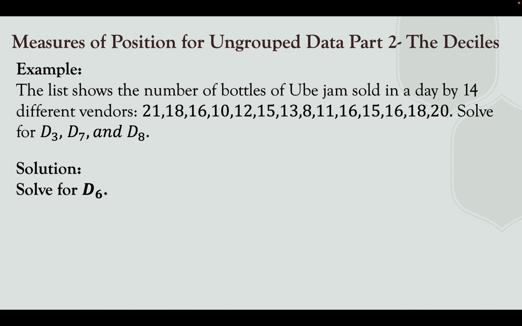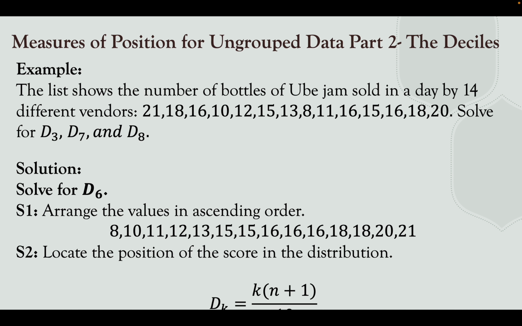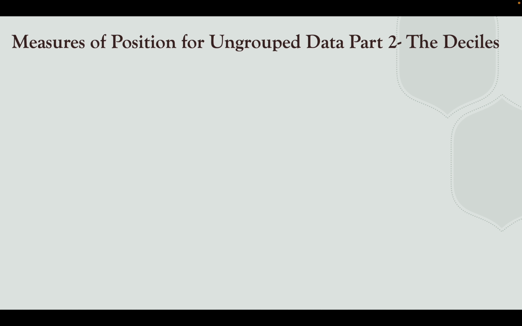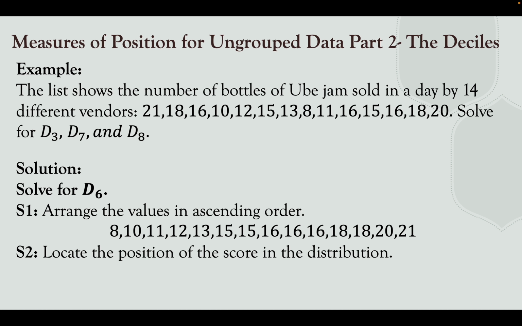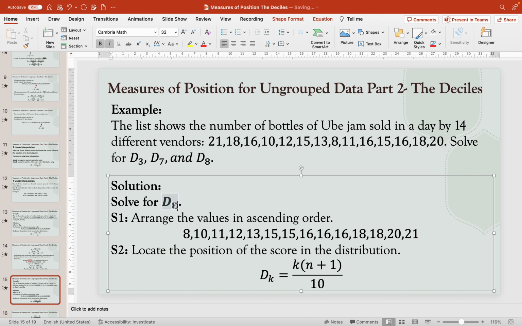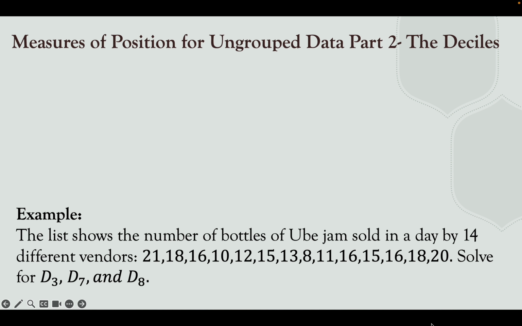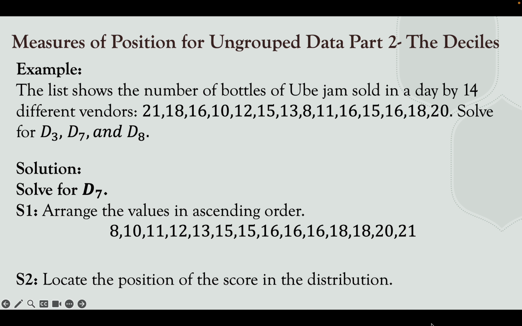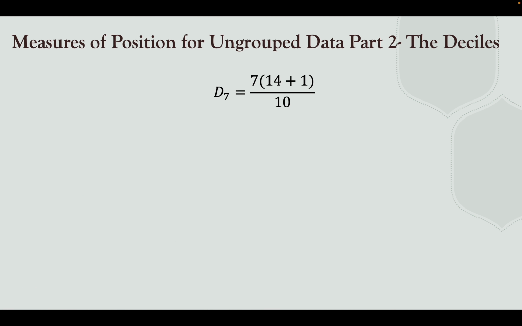Next, let's find the D sub 7. Okay, let's change this one. D sub 7. Step number 1, we just need to arrange, but we've already arranged the given data set. Let's proceed to step number 2. So for D sub 7, our k is equal to 7, and our n is 14 since the total number of our data set is 14.